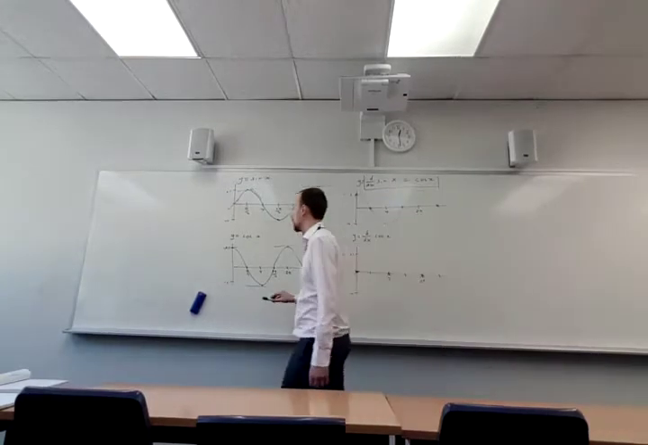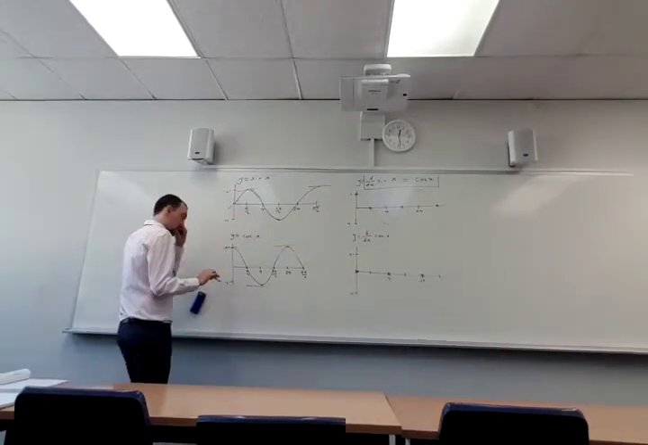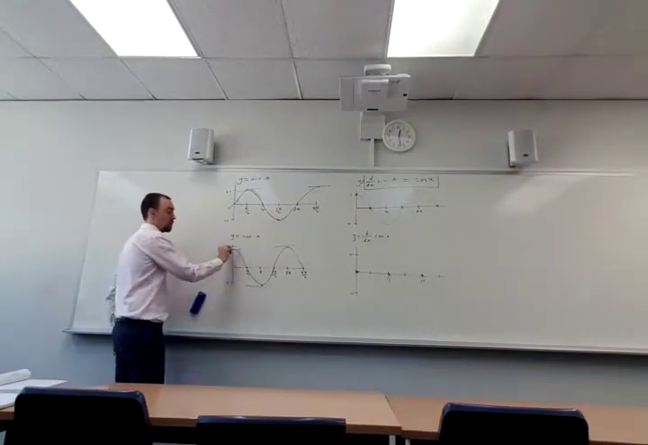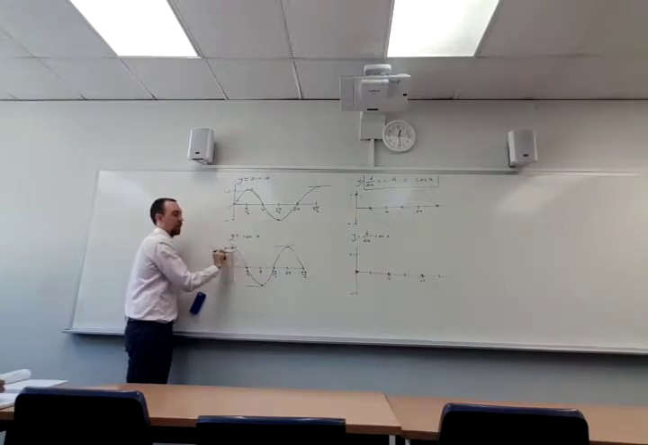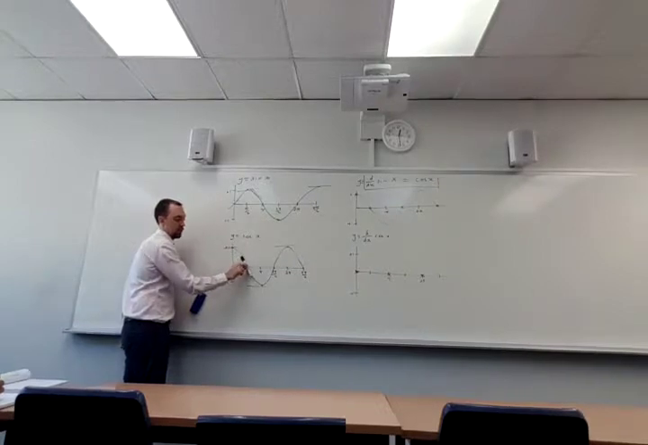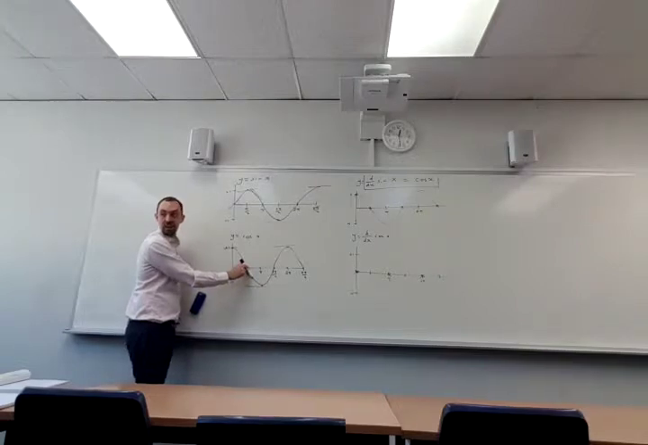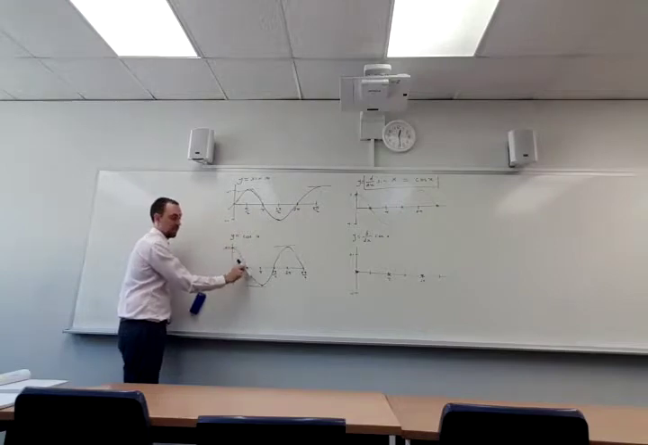But from 0, what's happening? We're going into what territory? Negative. We're going negative first, until it gets to half pi, where it is negative 1, guys. Negative 1.